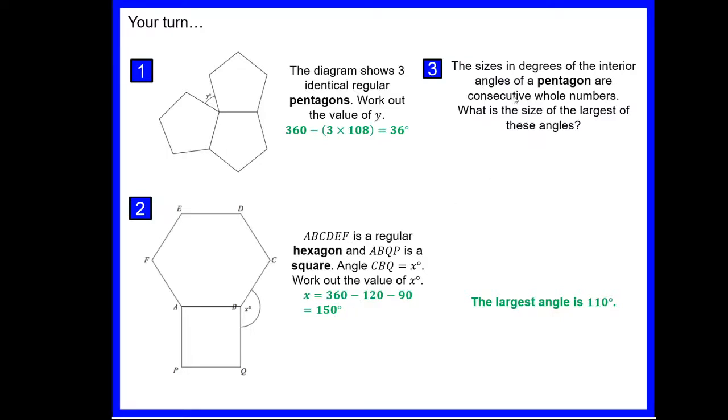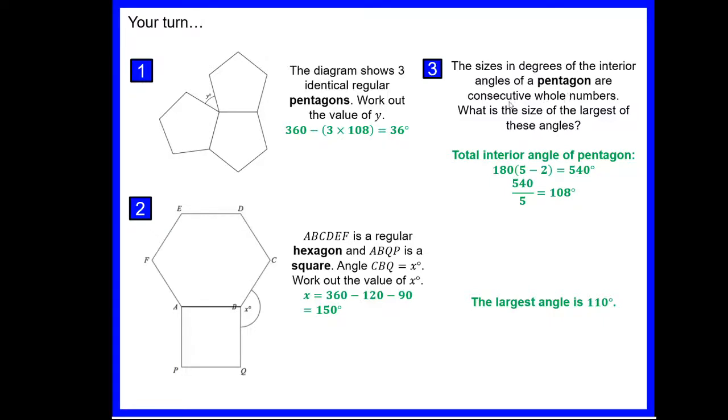This one up here, we need to think a little bit more about. So the interior angles in a pentagon are consecutive. Consecutive meaning one number after another. So first step, let's find the angles in our pentagon. The total angles in our pentagon are 540. Divided by 5 means that if it were a regular pentagon, each of the angles would be 108.